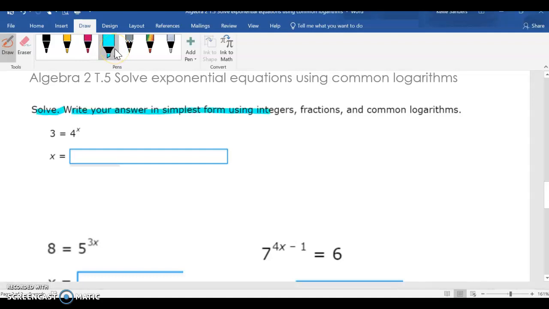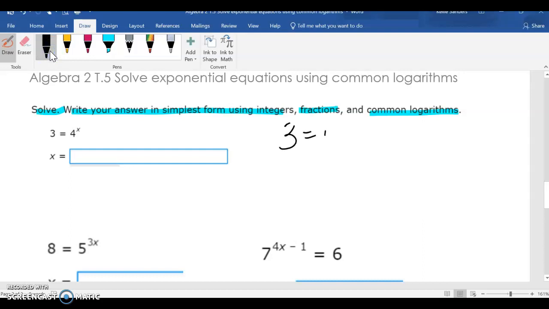solve, write your answer in simplest form using integers, fractions, and common logarithms. It does not say to do anything about rounding, so this is really asking you, what would you put in the calculator if you were actually going to do the problem to end with.